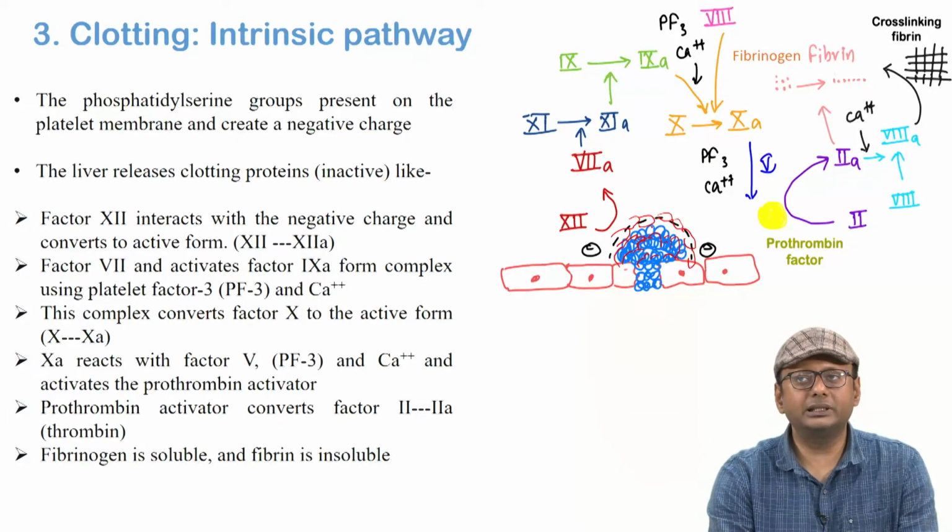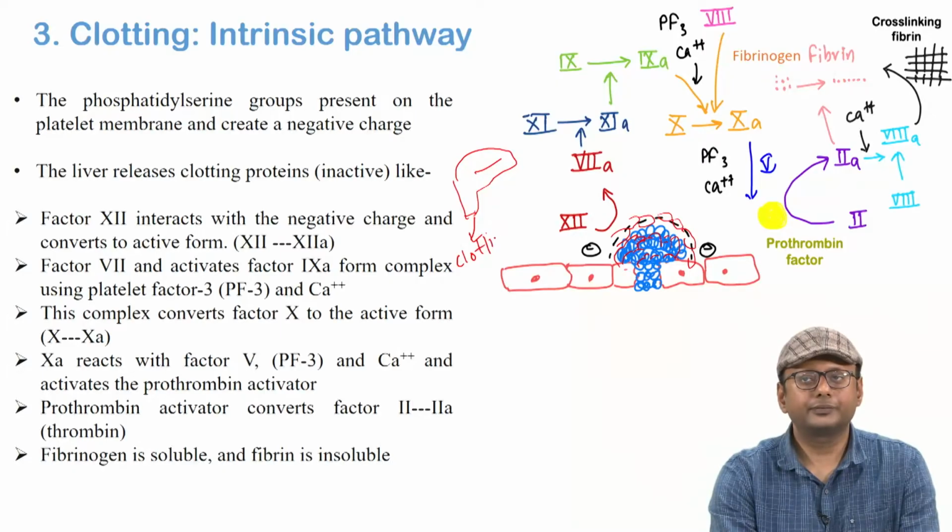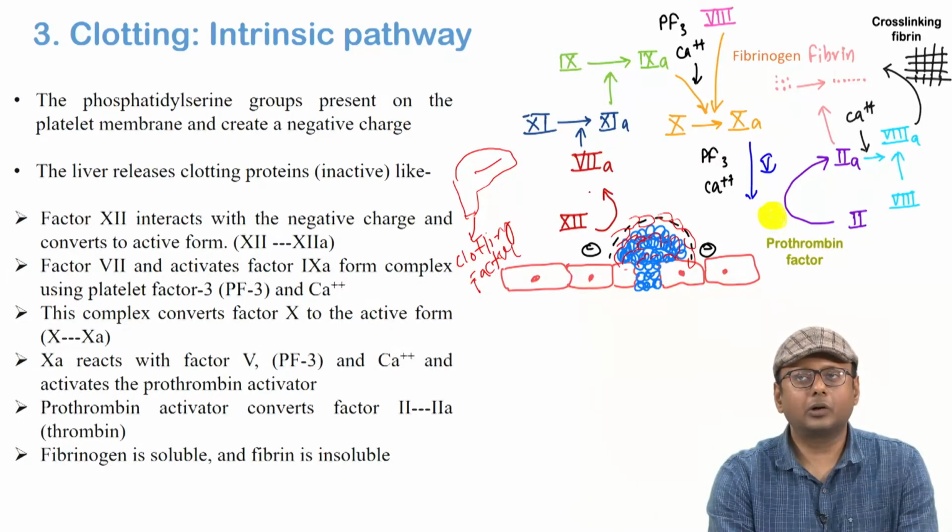Now, when it becomes negative in charge, you remember what I said, we have the liver organ, and this liver secretes a lot of proteins which are called clotting factors. Generally, these clotting factors stay in an inactivated state whenever there is no injury, but whenever there is injury, once the surface of the platelet plug becomes negative in charge, the clotting factor, specifically clotting factor 12, when it comes close to the negative charge during circulation, becomes activated.